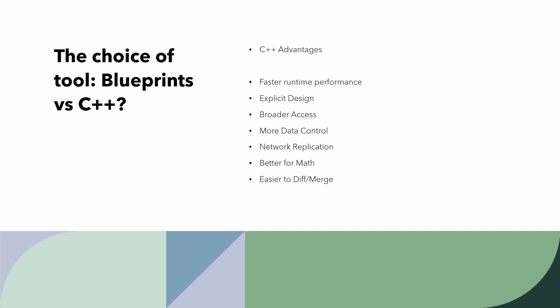More data control, you have access to more specific functionality for loading and saving data. You have replication support in Blueprints, straightforward, but tight control over replication bandwidth or timing is only possible through C++. C++ is better for math-heavy operations, and it's easier to diff merge it. Since C++ code and data is stored as text, it's easier to manage under source control software.